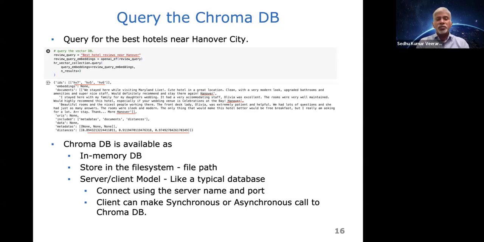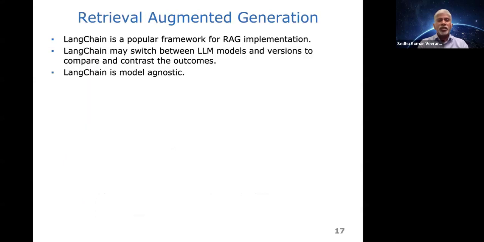ChromaDB is available as an in-memory database, as a file system, and also as a server-client model like a typical database. Connect using server name and port. The client can make synchronous or asynchronous calls to ChromaDB.